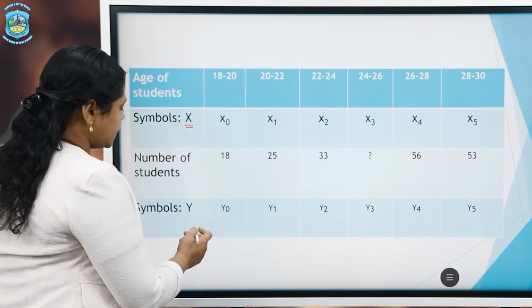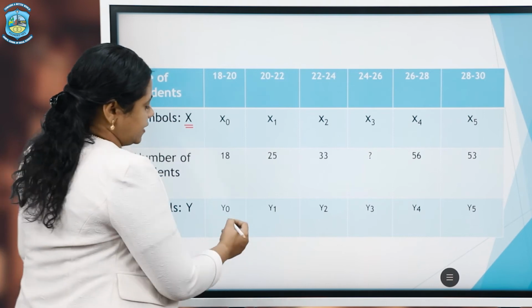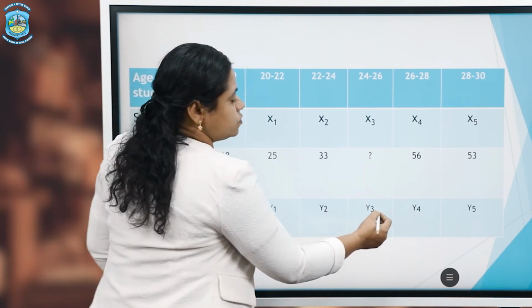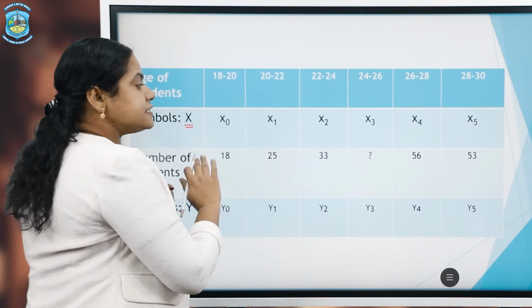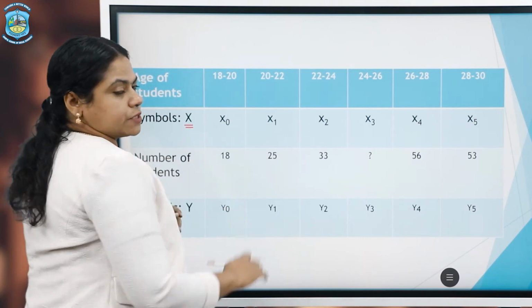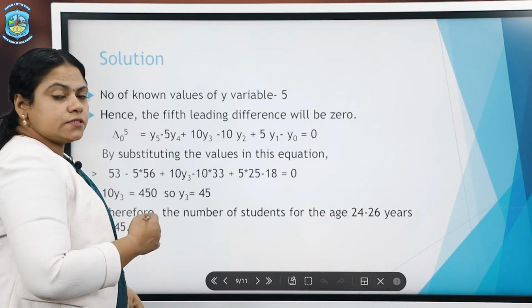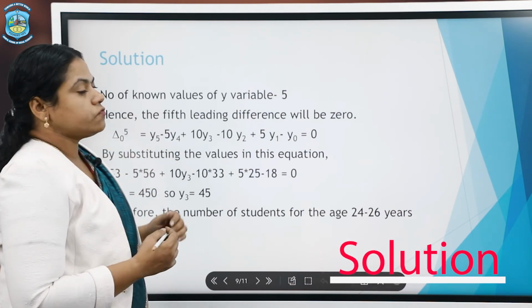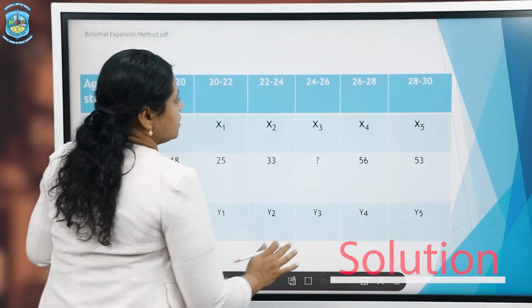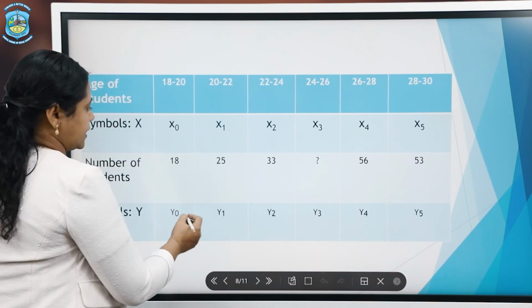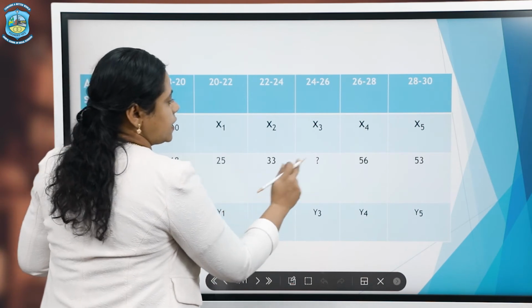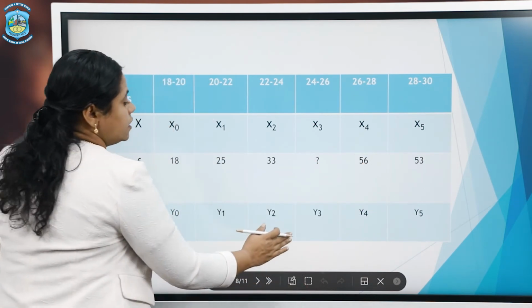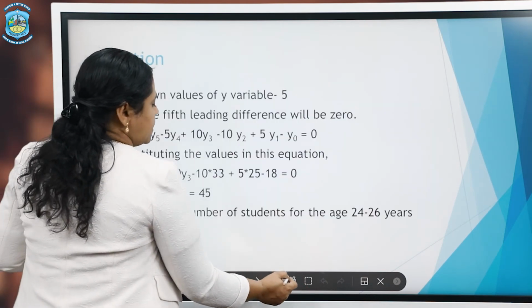Now the number of students, as I said, is y, and here it is y0, y1, y2, y3, y4 and y5. This way we have to assign the symbols to each number. In this question, the known values of the y variable are 5. Let's see, 5 values are given to us: 1, 2, 3, this one is to be found out, so 1, 2, 3, 4 and 5 values are known to us.